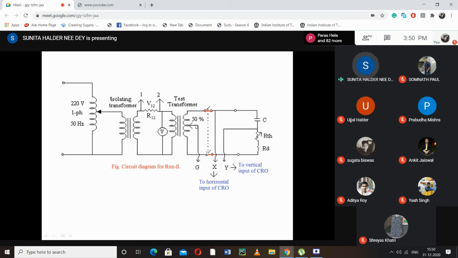One tapping is brought out from the 50% of this secondary winding, and this point is marked as X, this point is marked as Y. This X is given to the horizontal input of the CRO, Y is given to the vertical input of the CRO, and G is given to the G input or the neutral input of the CRO. That means we shall measure the phase difference between VGX and VGY. VGX we are giving in the horizontal input and VGY at the vertical. So we shall measure the phase of VGY or Y with respect to X. Right? Understood?